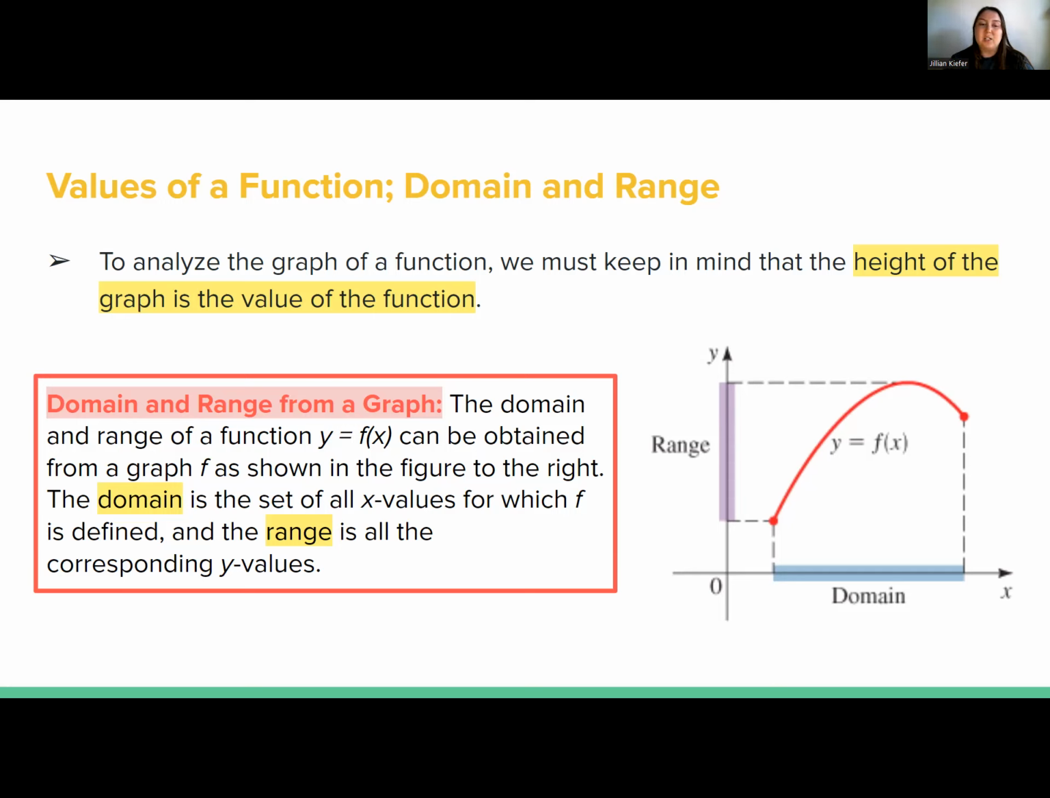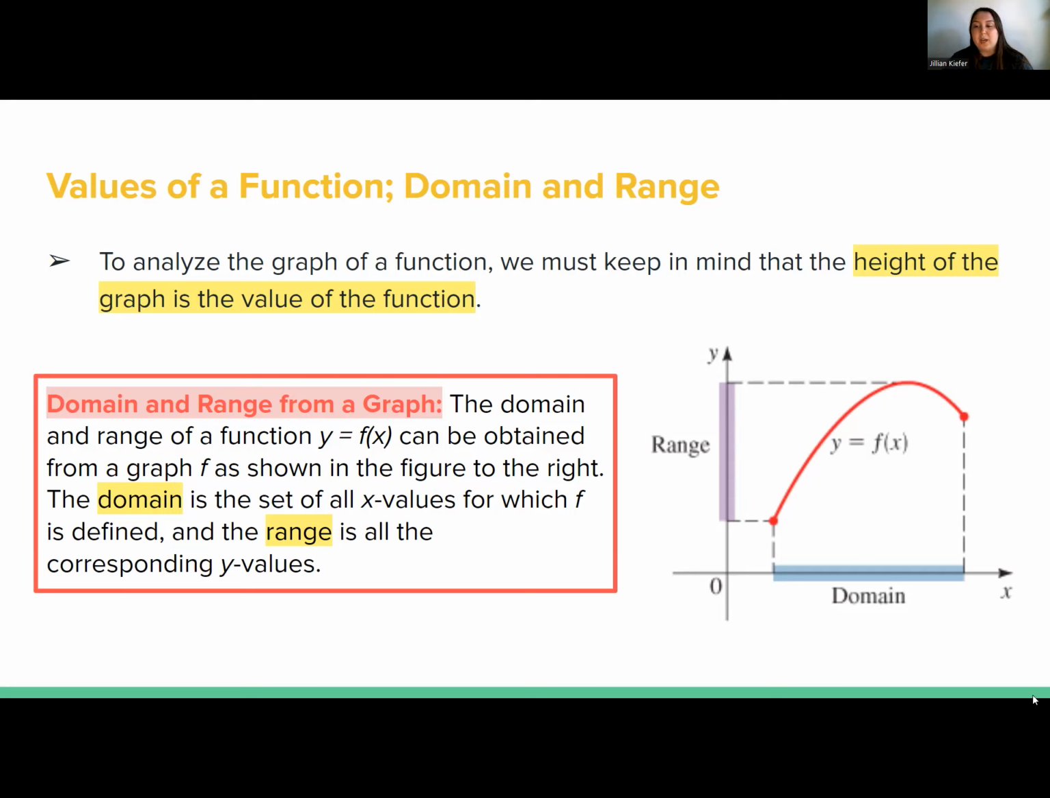For domain and range of a graph, we say the domain and range of a function y equals f of x is obtained from a graph f as shown in the figure here. The domain is the set of all possible x values where f of x is defined. Wherever f of x is a valid function, wherever it exists, that's where your x values are defined. Your range would be the corresponding y values.